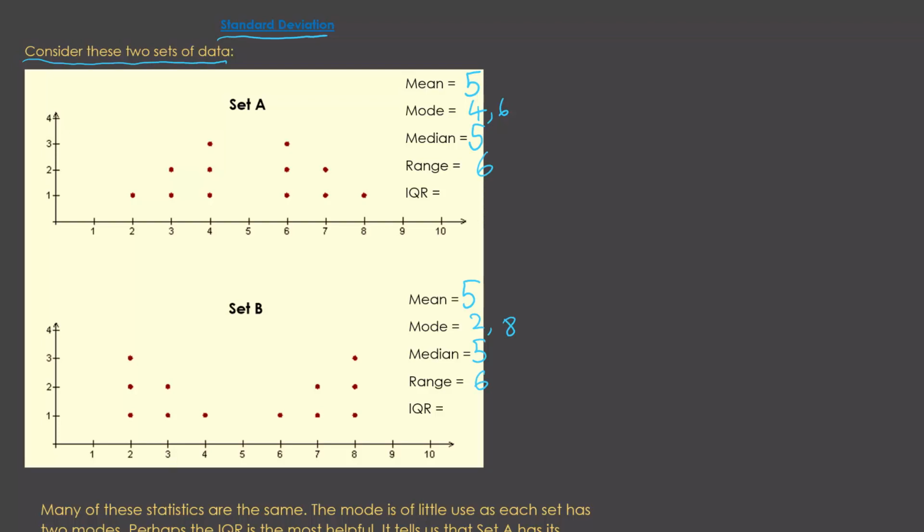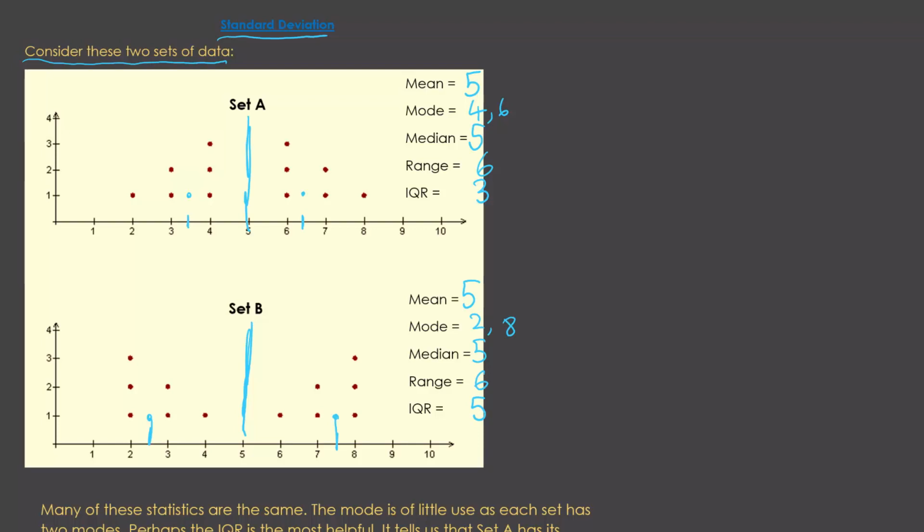The interquartile range, however, if we look at the median being here, there's 6 pieces of data either side. So the upper quartile here would fit in the gap, and that would fit in that gap. So 3.5 and 6.5. So the interquartile range for this set is 3. Here, it would fit in this gap and this gap. So the interquartile range is 5.